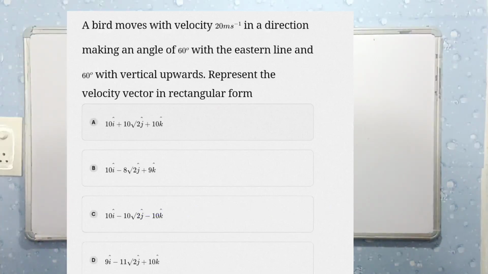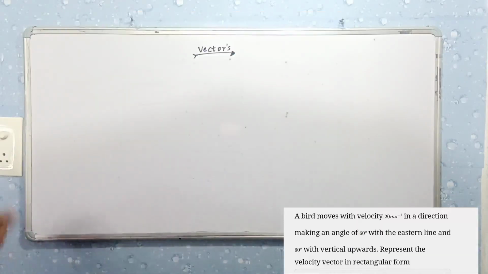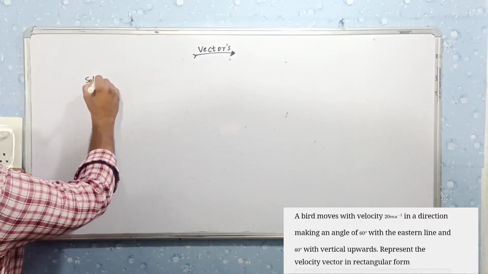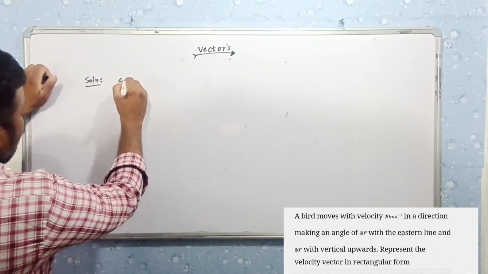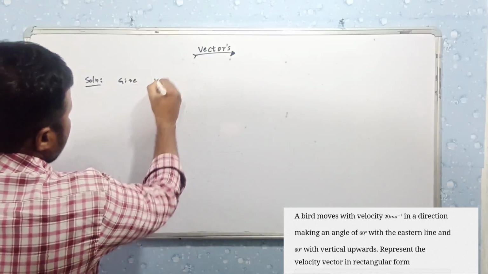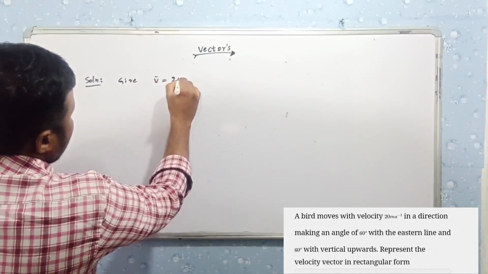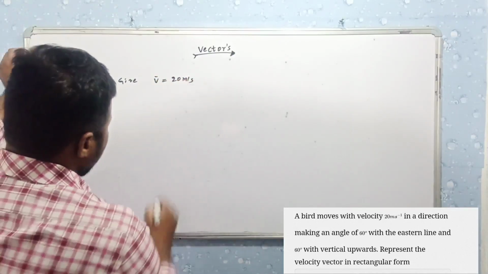A bird moves with velocity 20 meter per second in a direction making an angle of 60 degree with the eastern line and 60 degree with the vertical component. Represent the velocity vector in rectangular form. According to given data, solution. Given speed of the bird is equal to 20 meter per second.